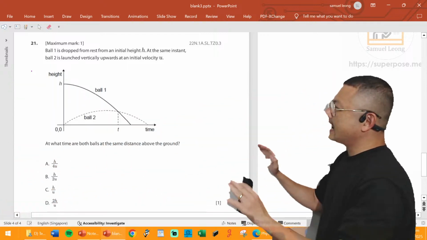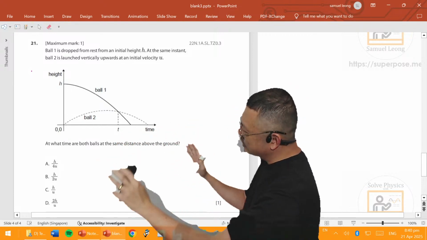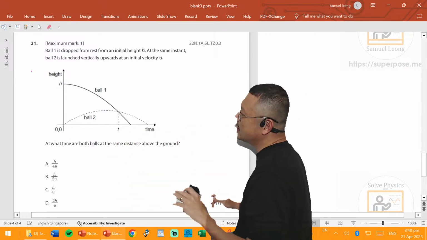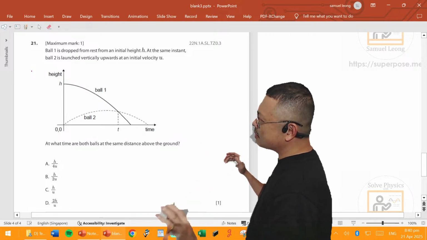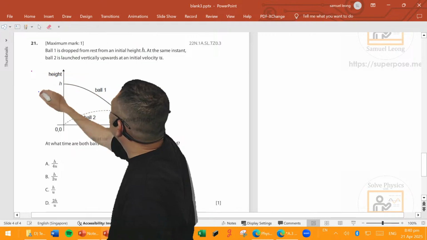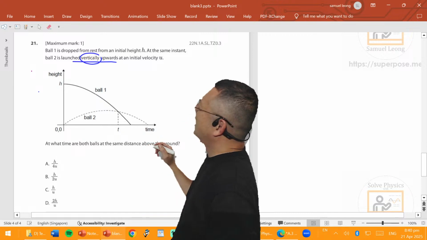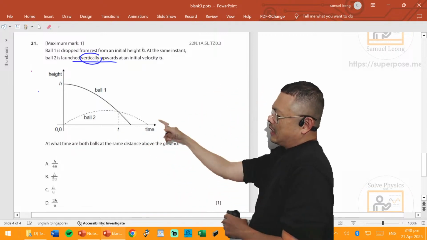Okay, guys, this picture here. I'm looking at it, I got worried, and then when I look at it two times and three times, I realize it says it's launched vertically upwards. So why does it look like that?